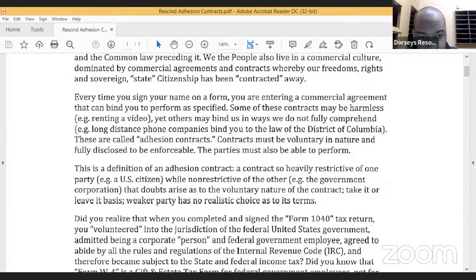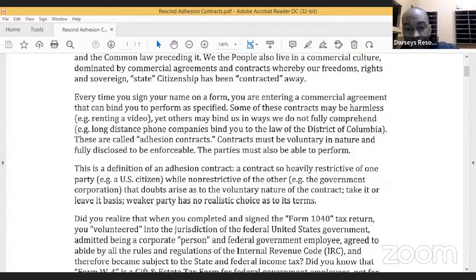Every time you sign your name on a form, you are entering a commercial agreement that can bind you to perform as specified. Some of these contracts may be harmless. Renting a video, okay, this document is kind of old because I think most of the video renting stores are closed down. Correct me if I'm wrong, maybe some places, because nowadays people have Netflix. But if you understand what this document is saying, some of these contracts may be harmless, yet others might bind us in ways we do not fully comprehend.